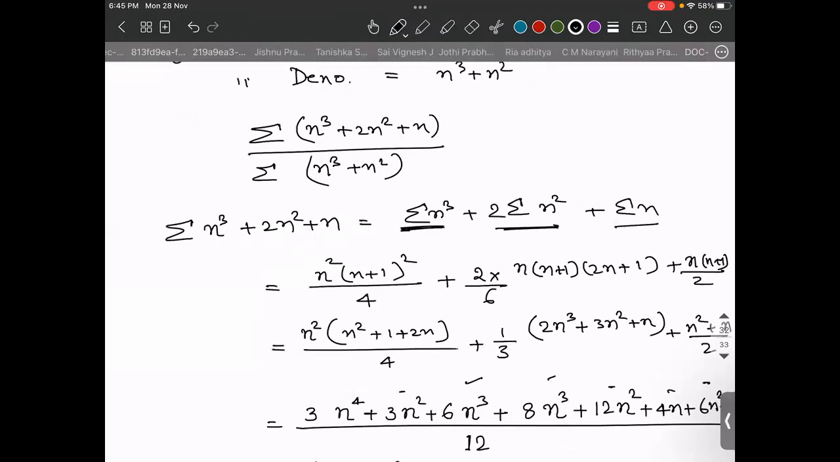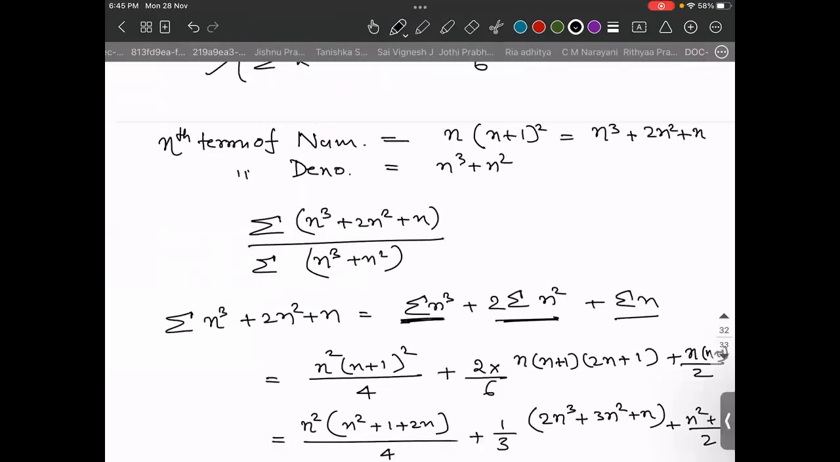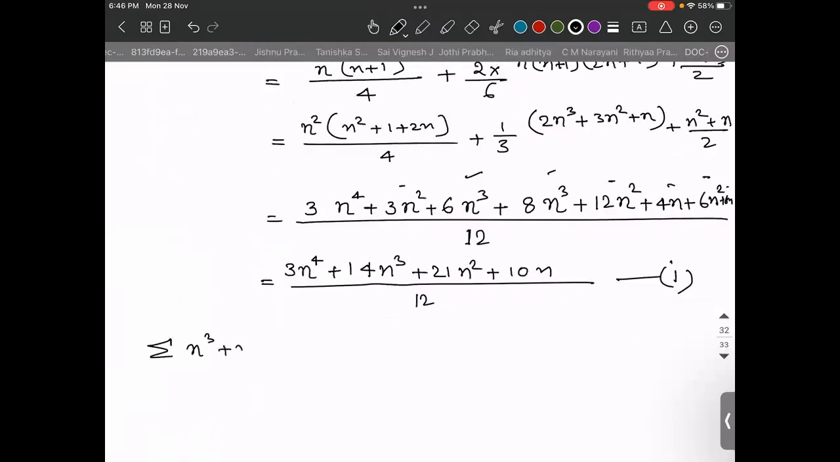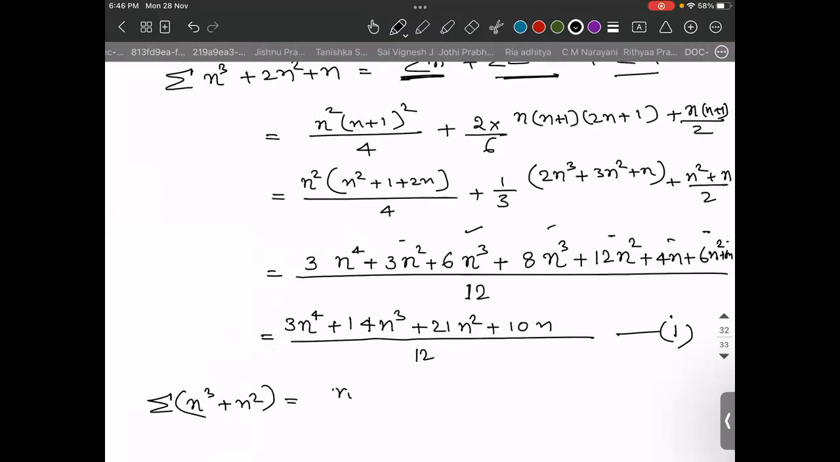Now this we have solved just the numerator. We solved the numerator, but we also need to solve the denominator. So let's solve the denominator. Summation of n cube plus n square. That's what is the denominator, right, Nidhi? N cube is what? This first term, n square into n plus 1 whole square upon 4 plus n into n plus 1 2n plus 1, right? 2n plus 1 square upon 6.